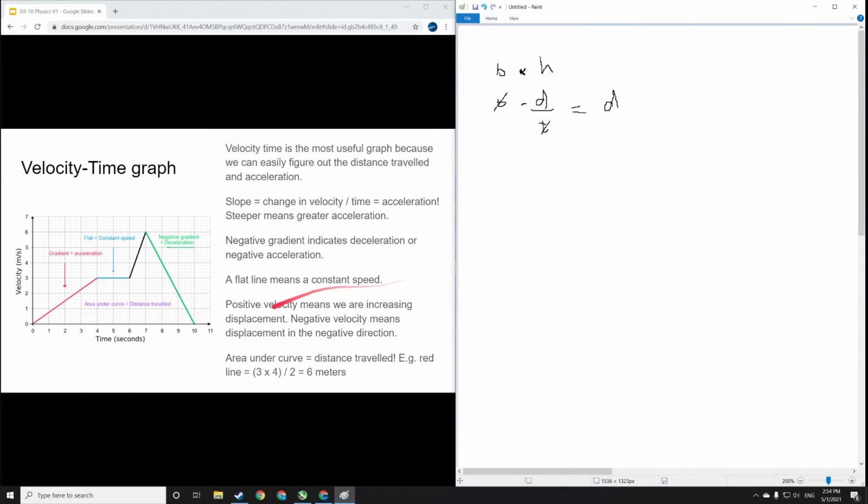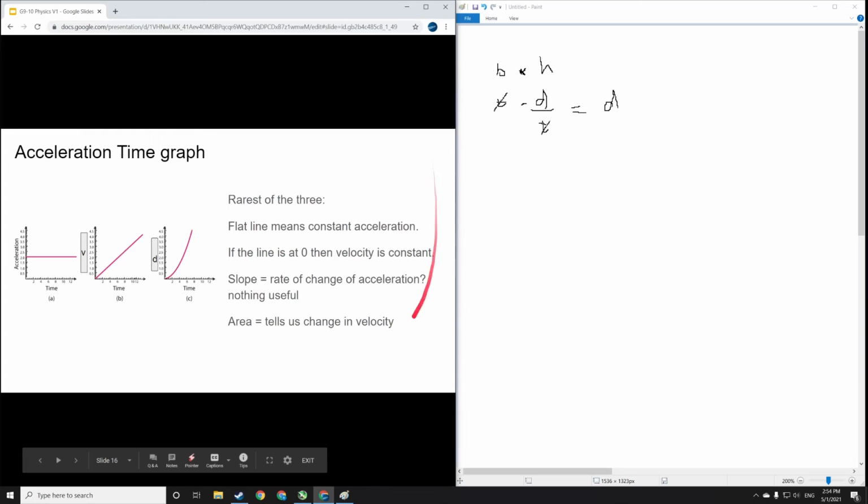And so let's say we want to find out the distance traveled over here. We just find the area under the curve, right? So we do 3 over here multiplied by 4, and because it's a triangle, we divide it by 2, and we get 6 meters. So pretty simple.